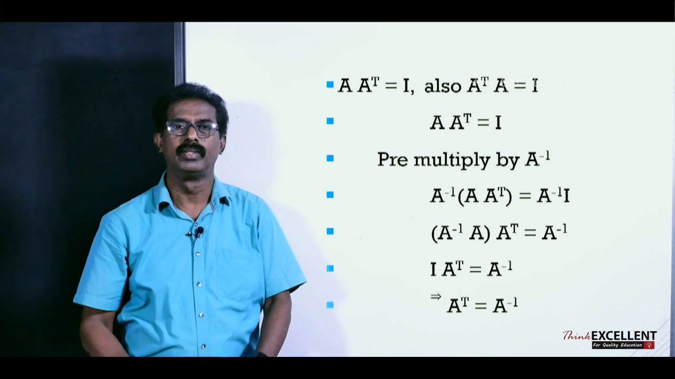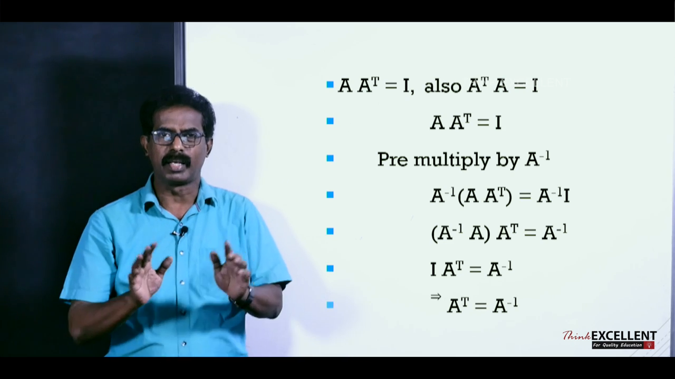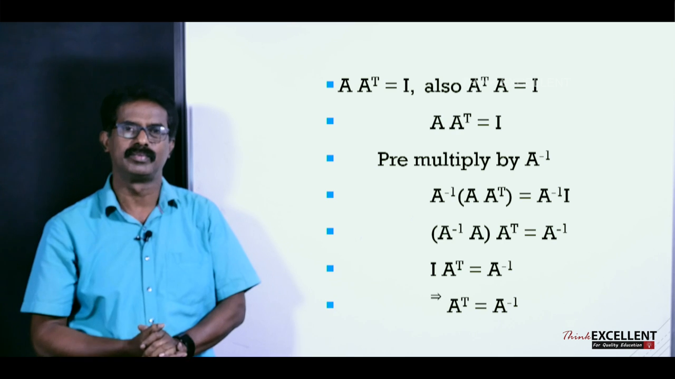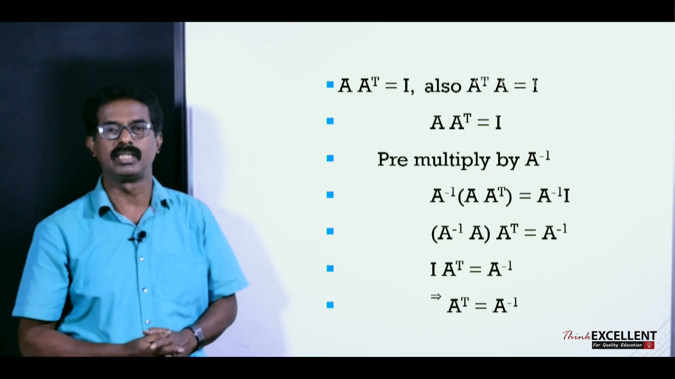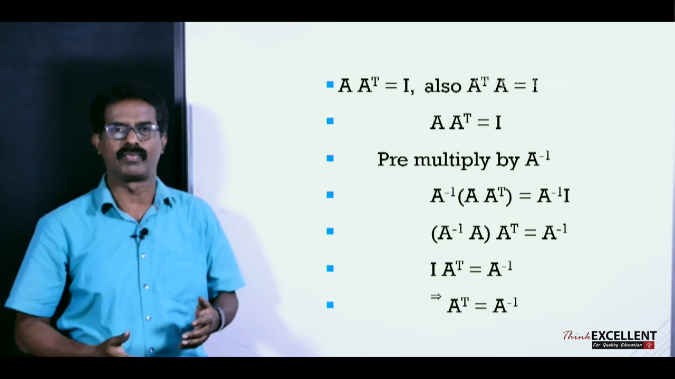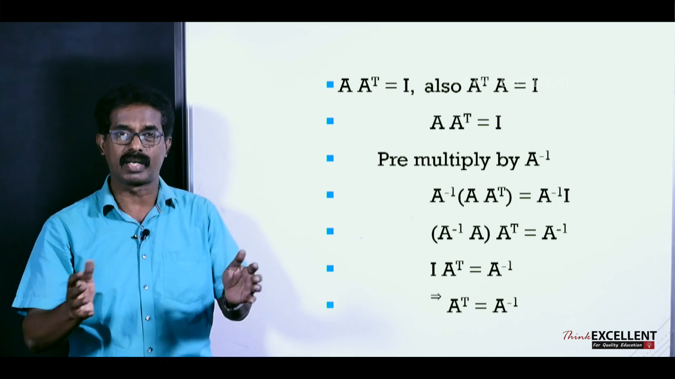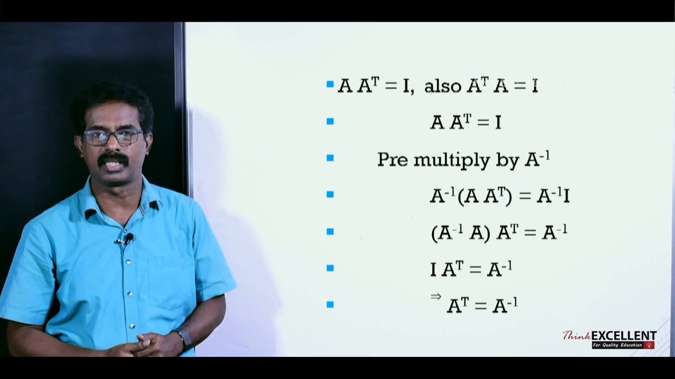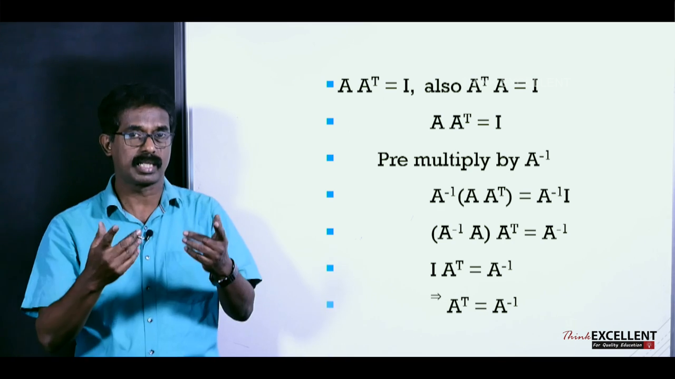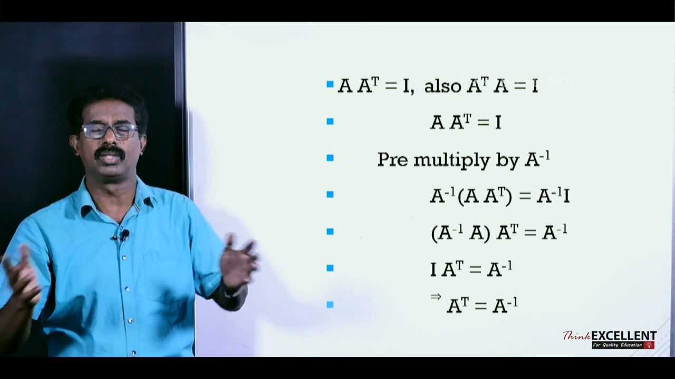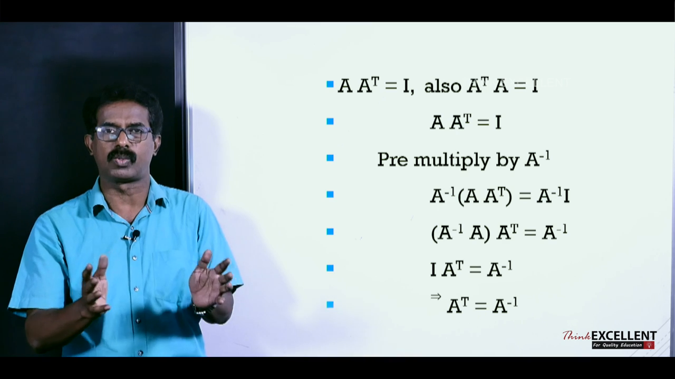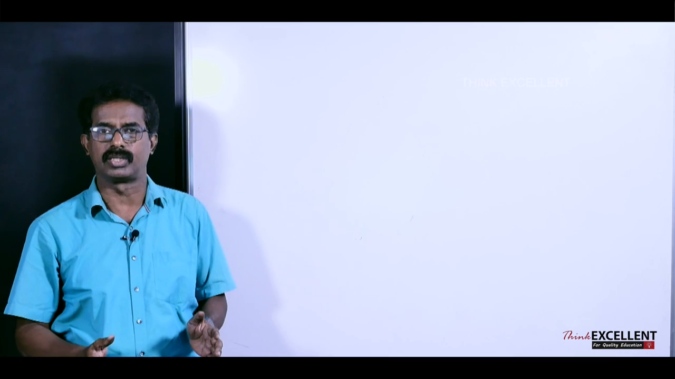Hope you understood. What we studied today, the main thing, is cofactor. You have to practice more questions to find cofactors. Once you know the cofactor, you can write the adjoint: take the cofactor matrix, transpose it, and you get the adjoint. Next class I am going to take a lot of properties of the adjoint. So learn every day's results that I am teaching, and practice the questions.